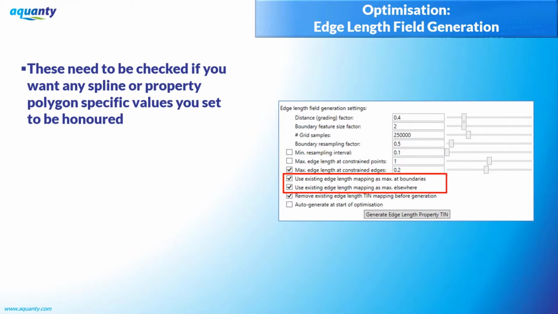So these next 2 boxes are quite important to have checked off if you have imported splines with property polygons for which you've set values. If you do not check these off, then those custom values will not be honored in the edge length field generation.